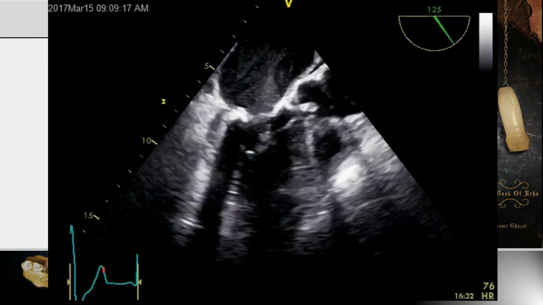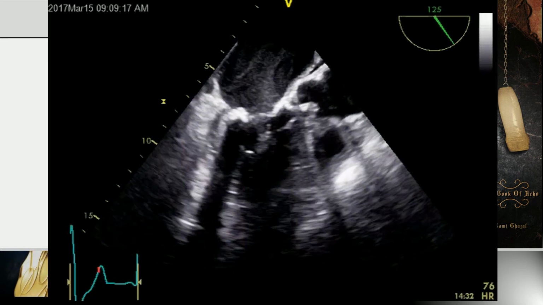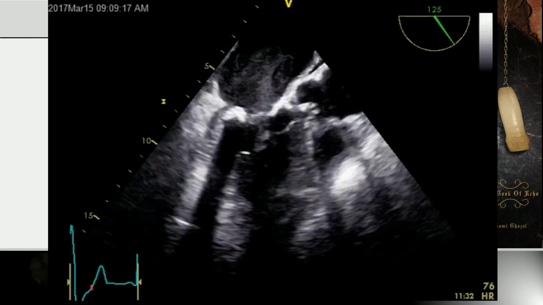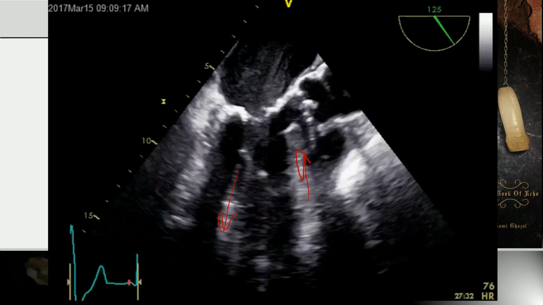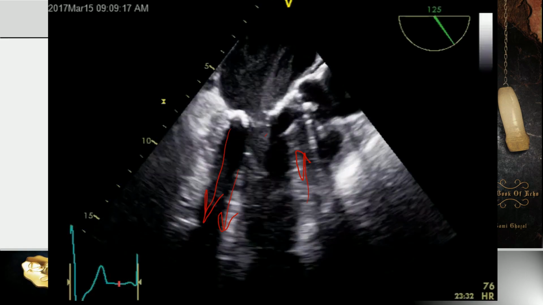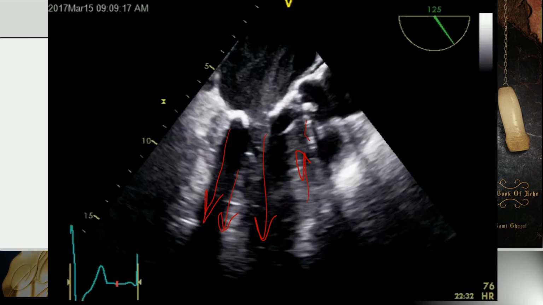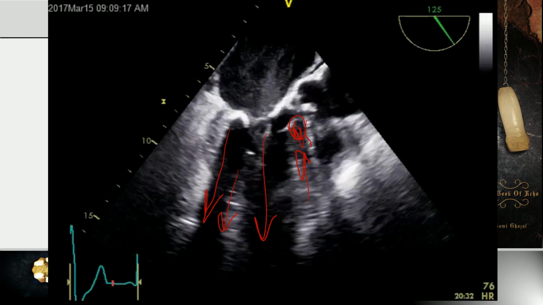If you look at this video here, it has multiple artifacts. It has a reverberation artifact that causes a comet tail artifact. We can see it here, this white line, also here. Also, there is a shadowing artifact here, the black space, and some reverberation artifact or comet tail, and shadowing as well here in that area.